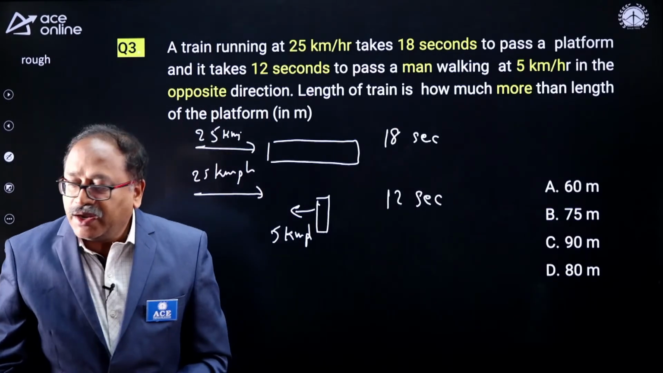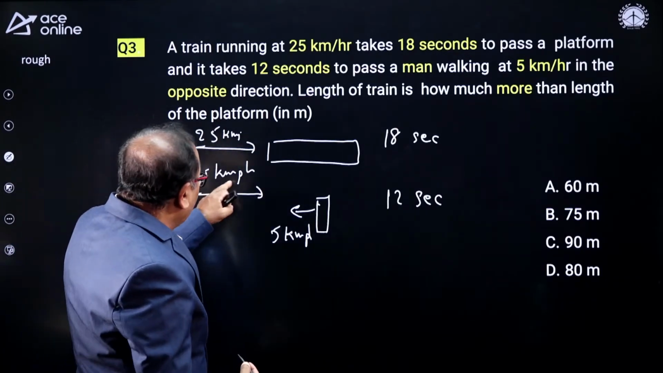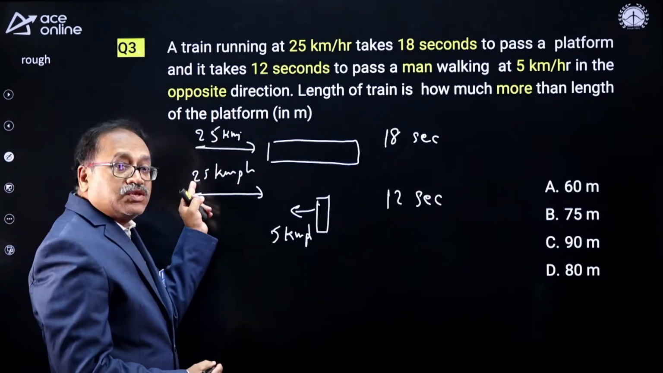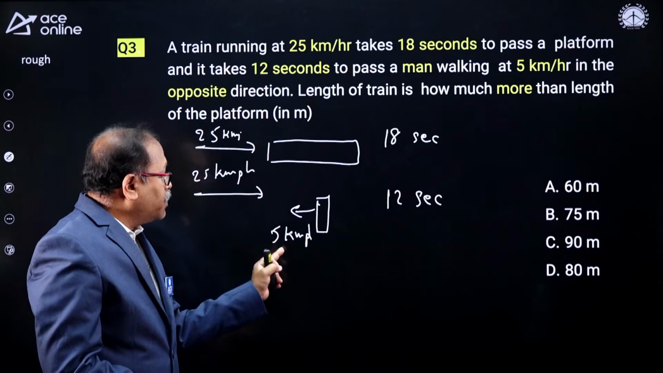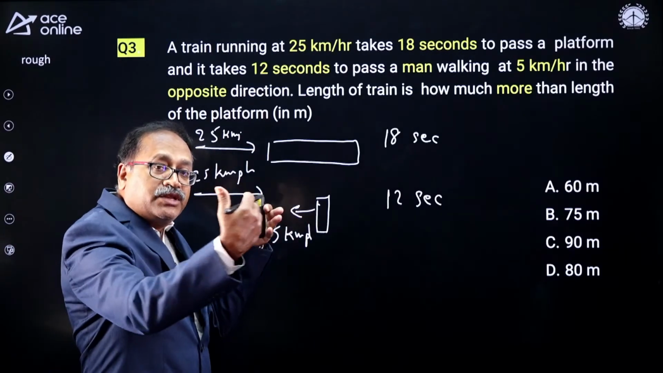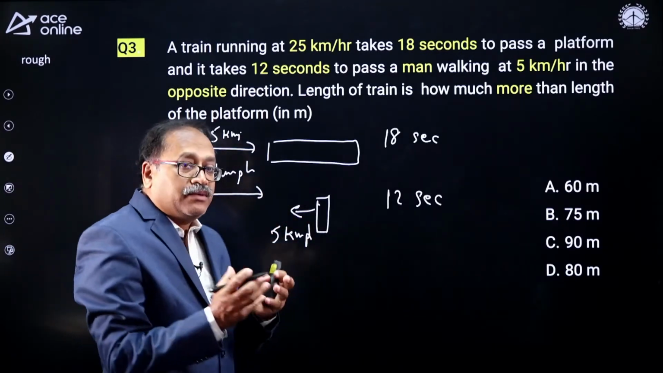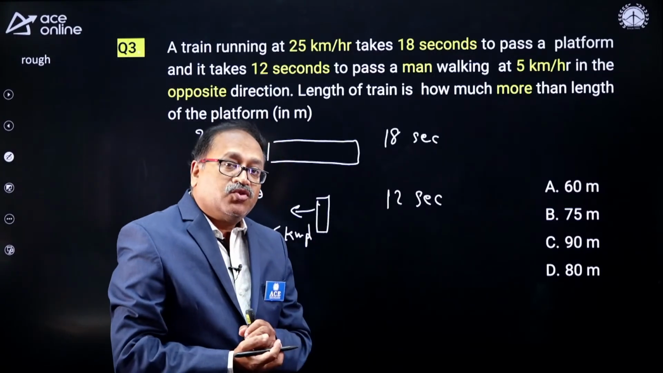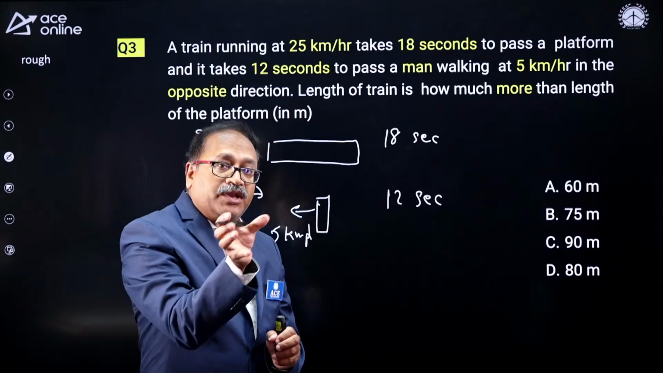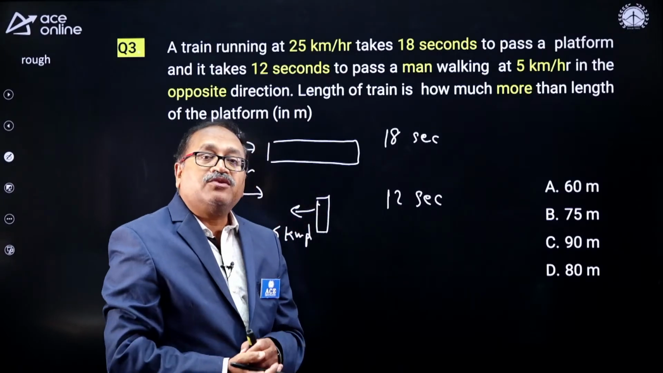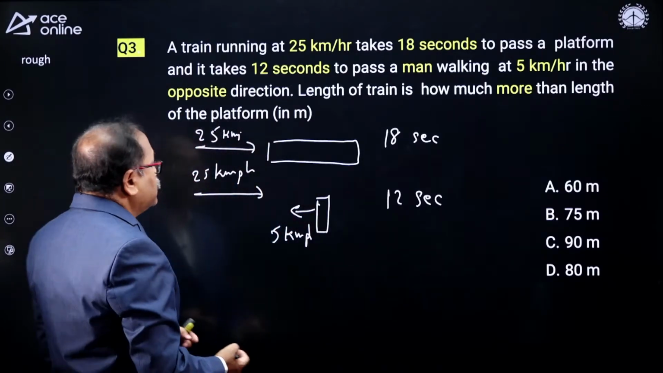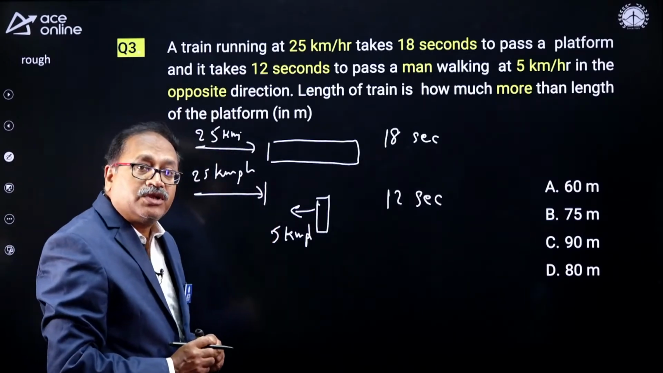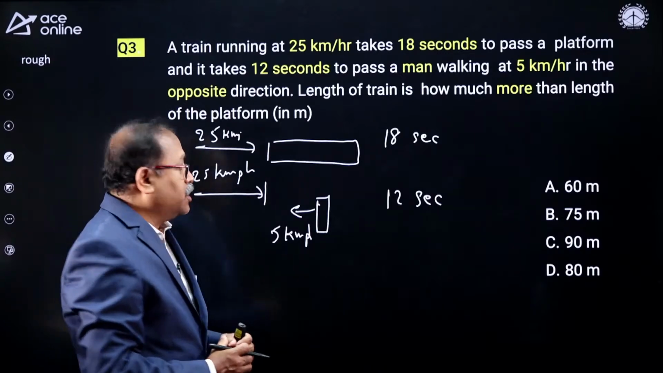Okay. So what I understand over here is, by using this second information, I have the relative speed, that is 25 km plus 5 km because they are in opposite direction. So 25 plus 5 is 30 km per hour. And the time taken is 12 seconds. So I have the speed, I have the time, so I can find out the distance. And what will be the distance? The distance will be the length of the train. So I am getting the length of the train over here.